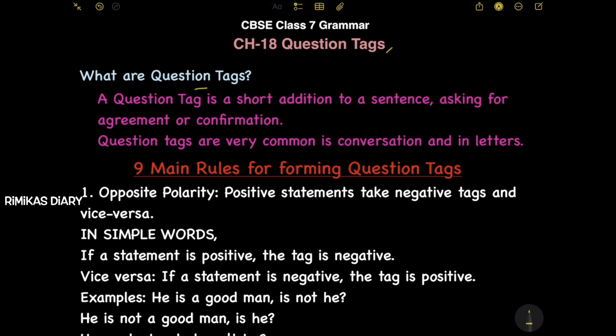A question tag is a short addition to a sentence asking for agreement or confirmation. Question tags are very common in conversation and in letters. So you're adding a short phrase to a sentence, and that phrase is asking for agreement or confirmation.